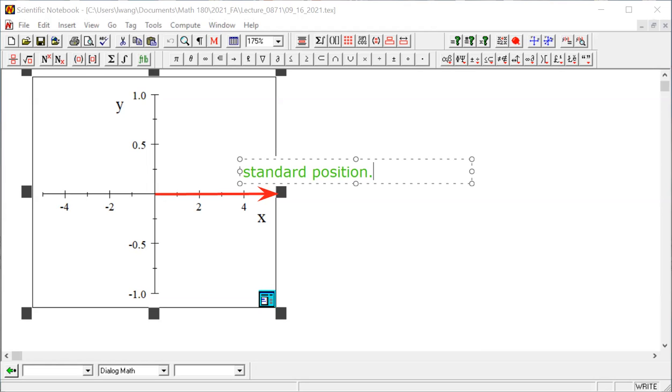Every angle we address in trigonometry is measured from this position. You will have 6 trig functions. All these 6 functions, their inputs are angles. Every such angle is measured from the same position. Does that sound pretty good? It's standardized, right? That is standardization.